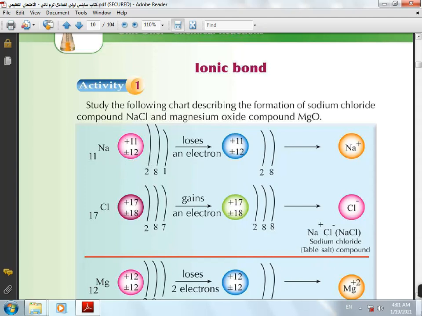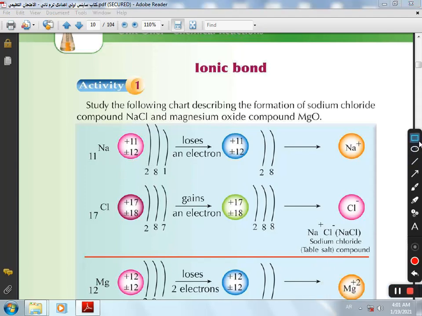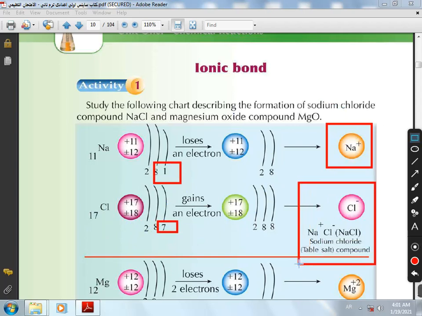Sodium loses an electron during the chemical reaction and it changes into a positive ion. And Cl 17 gains an electron during the chemical reaction and it changes into a negative ion. There is an electric attraction between positive and negative ions, so the ionic compound is formed. Let's focus on the steps of ionic bonds. First, formation of positive and negative ions, and then electric attraction between them. Example, sodium chloride, table salt.